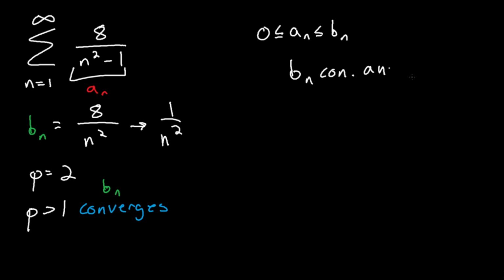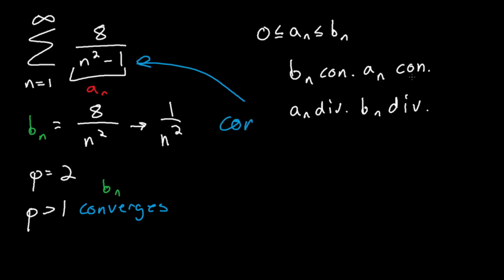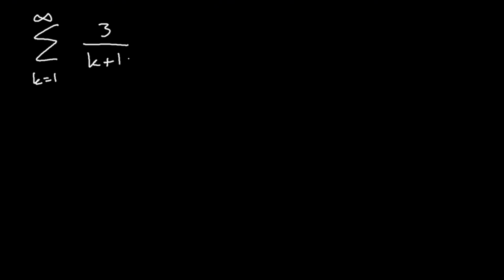that means a of n also converges. All right, and if a of n diverges, then b of n also diverges. So in this case, b of n does converge. So this meets one of the conditions of the direct comparison test. Therefore, since b of n converges, a of n also converges. Therefore, this series right here also converges. All right, let's do this one.